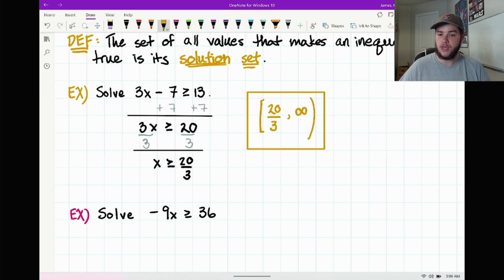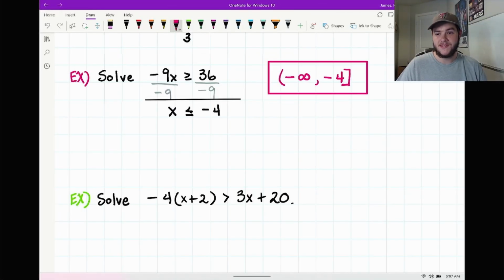Go ahead and pause the video here, see if you can try the next problem on your own. The solution set is negative infinity to negative 4, including negative 4. To solve, I had to divide both sides by negative 9, but that's a negative number, so I need to flip my inequality around from greater than or equal to, to less than or equal to. And that leaves me with all x values that are less than or equal to negative 4. I represent that in interval notation with the answer in the box.